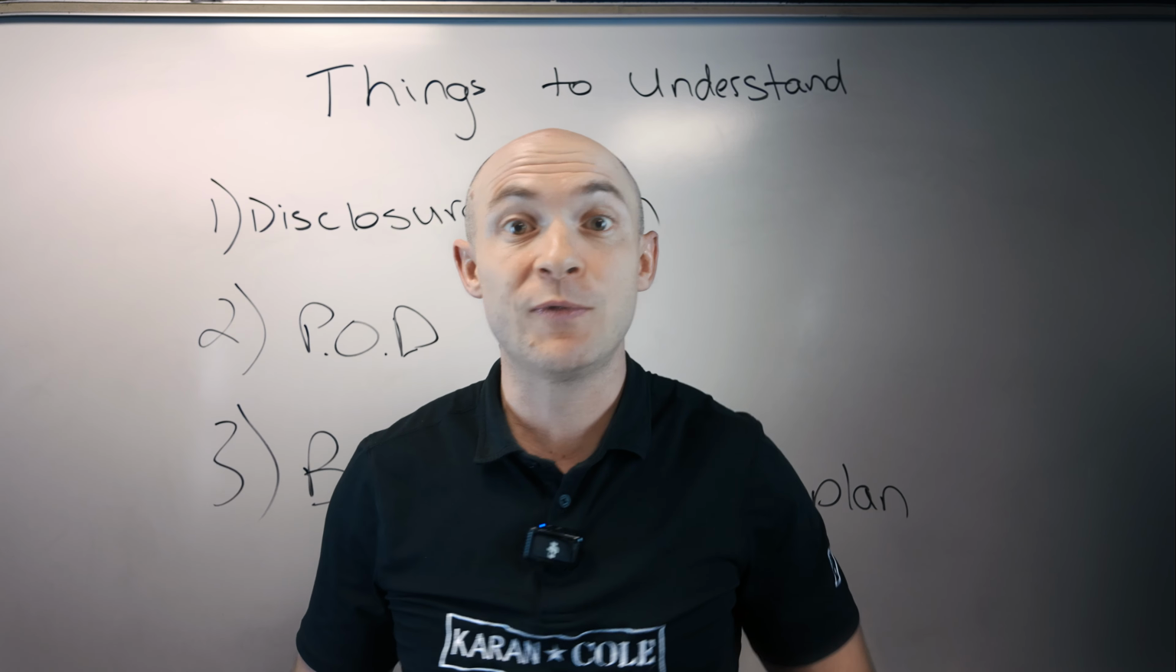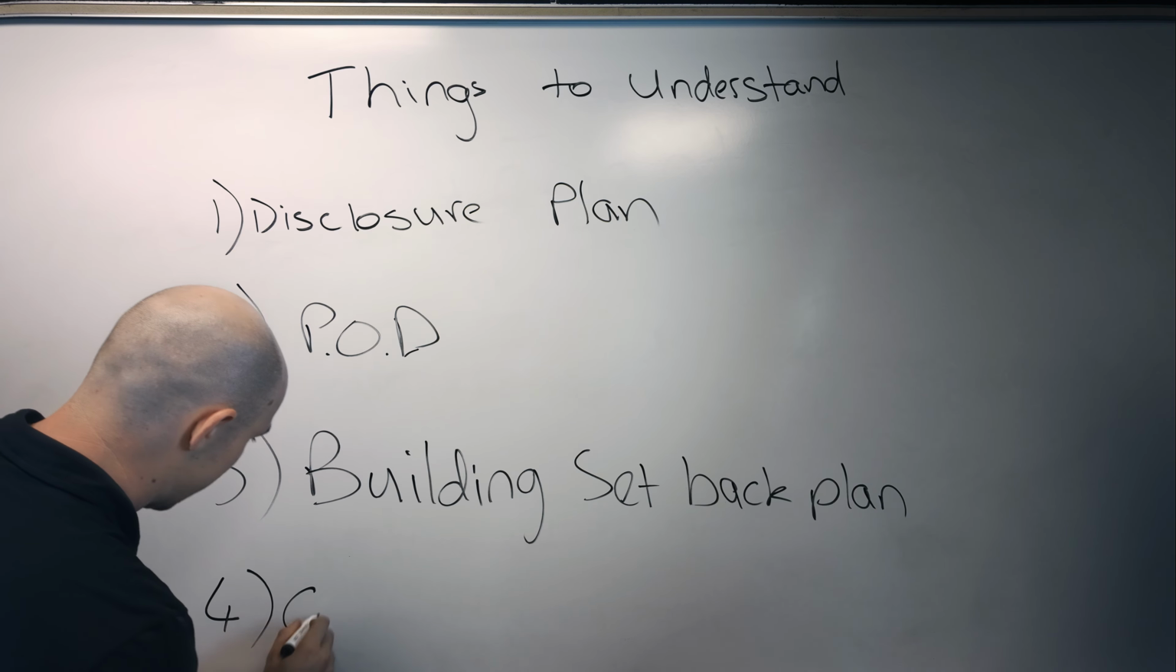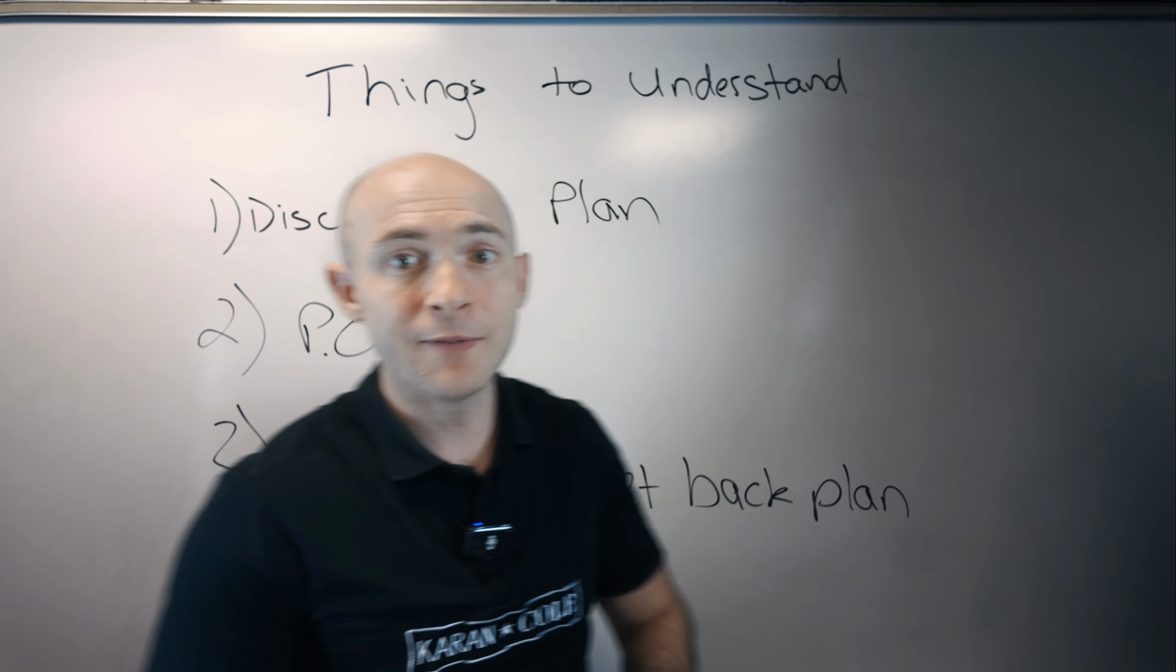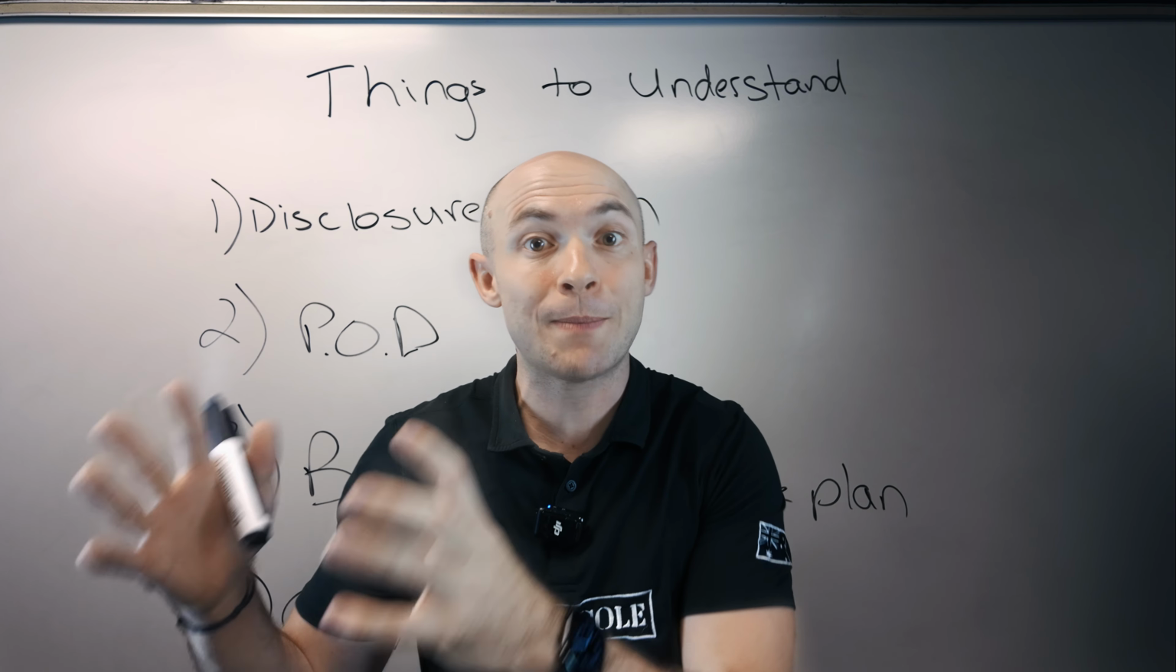Now, there's obviously more bits of information. The next one we want to talk about is number 4. This is called a covenant. So what is a covenant? A covenant is a set of rules or restrictions that have to be built on that block of land.